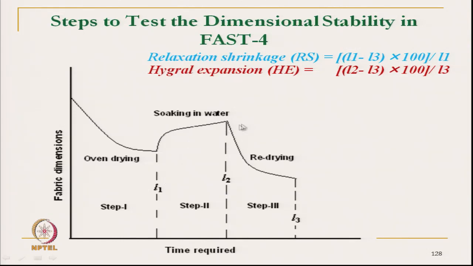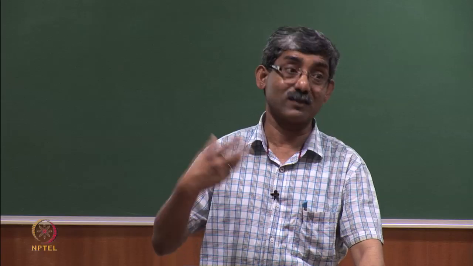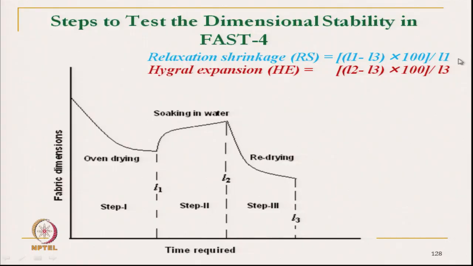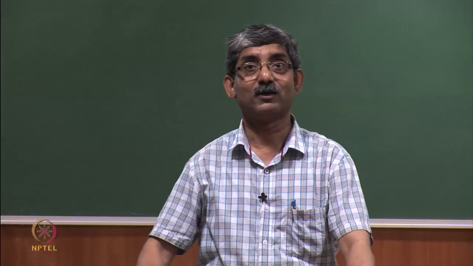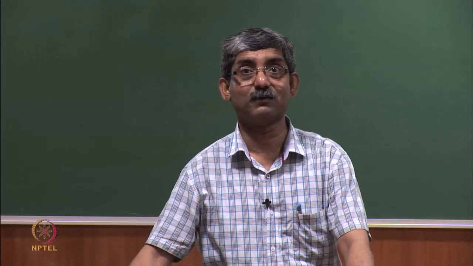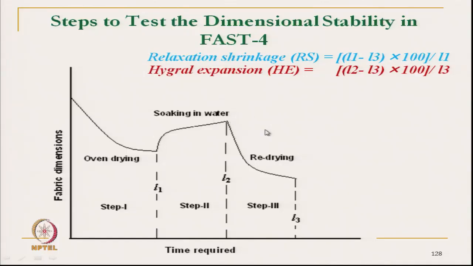Once we soak and dry, this gives the idea about the laundering effect. When we launder the fabric, we first soak with water and then dry. So, this gives the relaxation shrinkage, RS. Depending on this value, we can get an idea about the performance of the fabric.